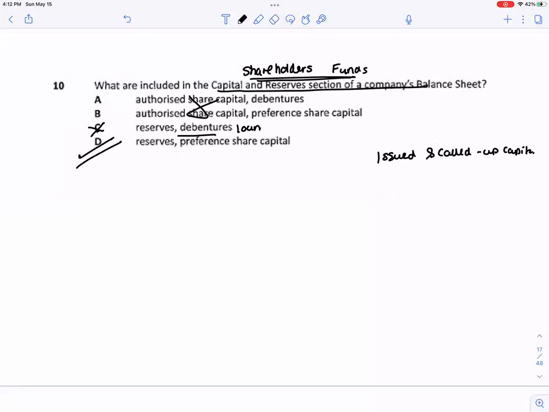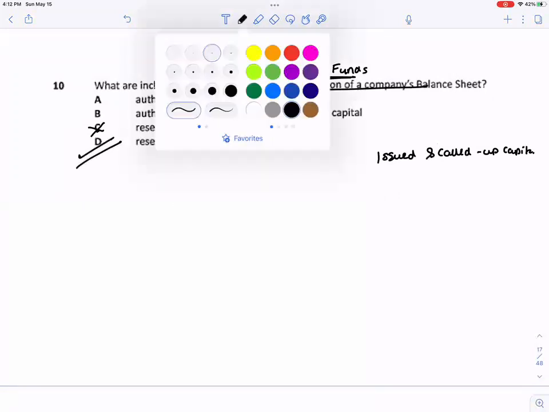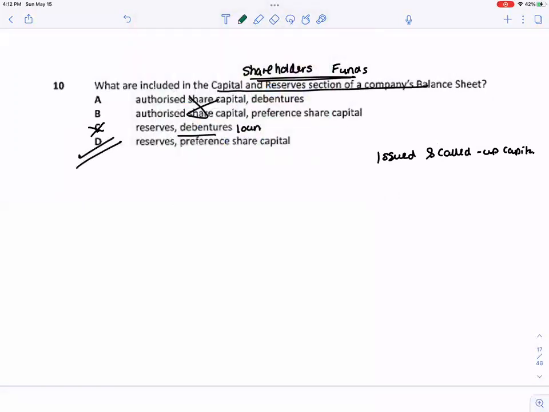Can I say D? Think and tell me. Yes, D. Authorized share capital is not a part of capital. It is just the registered capital.